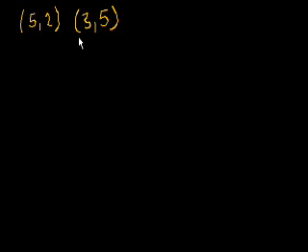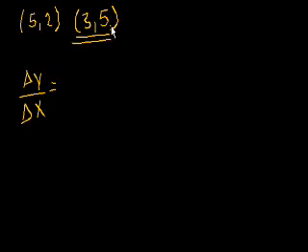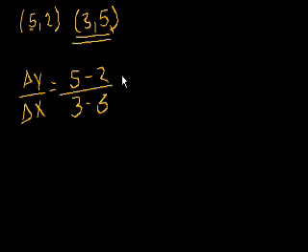So let's say I wanted to figure out the slope between the points (5, 2) and (3, 5). Well, let's take this as our starting point. So change in y over change in x, or rise over run. Change in y would be this 5 minus this 2, over this 3 minus this 5. And that gets us 3 over -2, which equals -3/2.